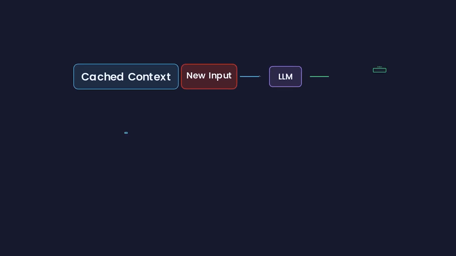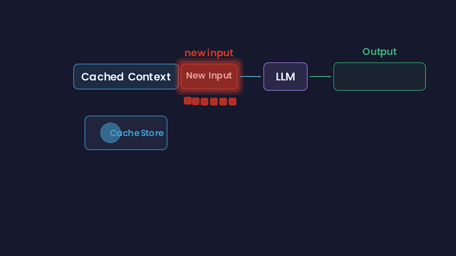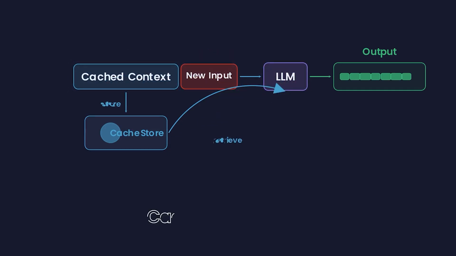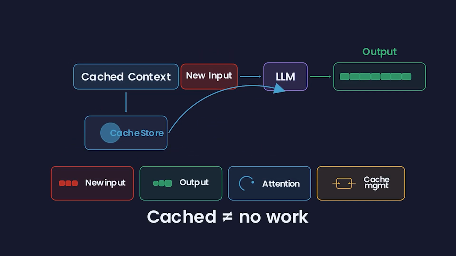Prompt caching can reduce the cost of repeated tokens, but cached tokens usually still have some cost, and even when they are discounted, several other costs remain. The model still needs to handle new input tokens, it needs to generate output tokens, it still needs to attend from new tokens back into the cached context. And the system still has to store, retrieve, and manage the cached representation.